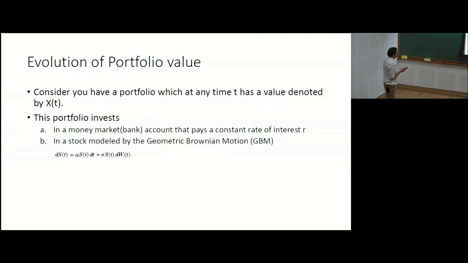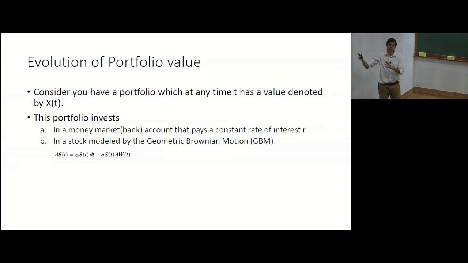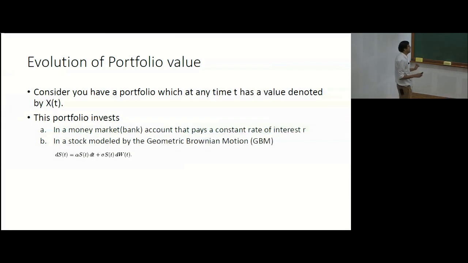So consider you have a portfolio which at any time has a value denoted by xt, and the portfolio has two components. One is you invest the cash in a bank account, and the other is you have some stock holding. So you got some money, and you decided that part of that money I'm going to put in the bank, and part of that money I'm going to use to buy a stock, right? And the quantity of that stock is going to change every day or every hour. But these are the two constituents of the portfolio, right?